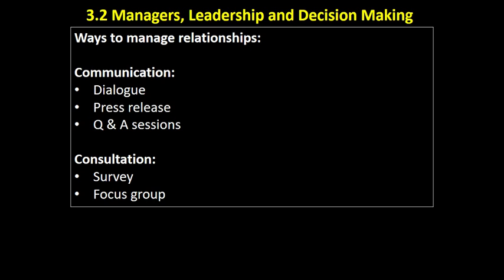So the two ways that AQA identify to manage relationships are communication and consultation. Communication with different stakeholders could be done through dialogue on an informal basis, speaking to employees, speaking to people in the local community, speaking to customers, finding out what their needs are. So we could do that fairly informally, or we could do a press release to the media to explain what's going on in our business.